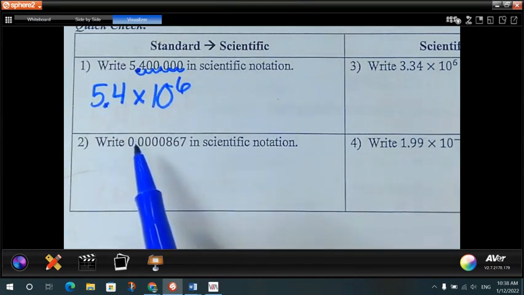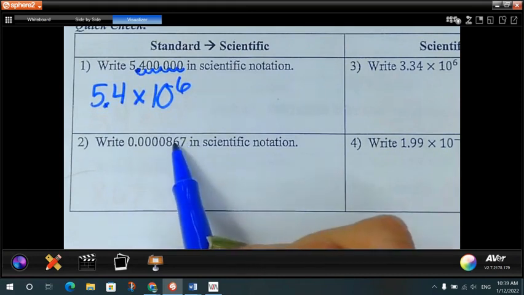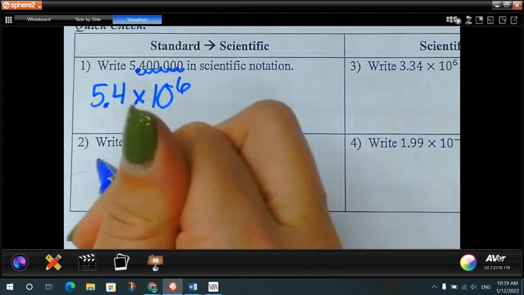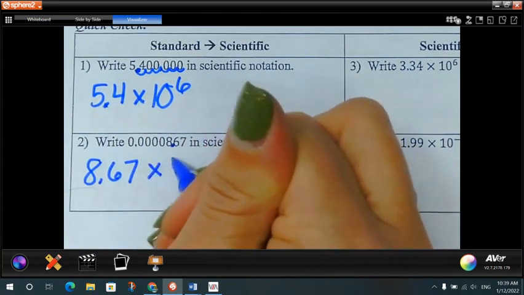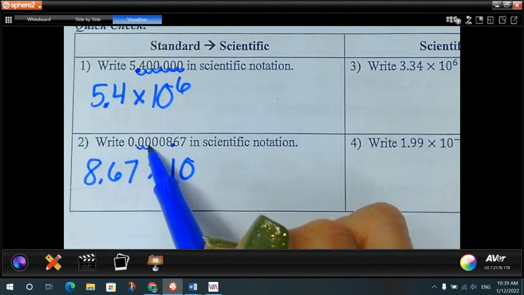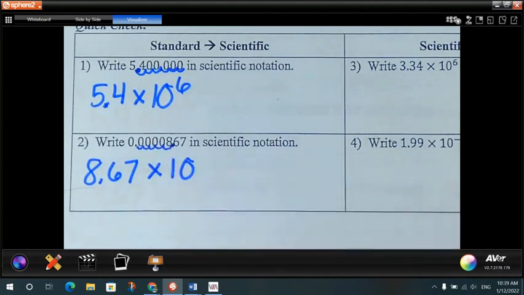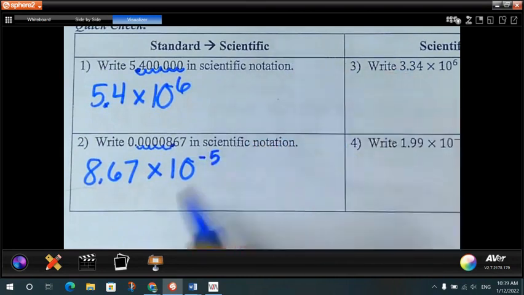Okay, this one, I'm going to start where my decimal point was. I'm going to move in until I am between a number that is 1 and 10. So it would be between the 8 and the 6. So I'm going to copy 8.67 times 10. I'm going to count how many places I moved. 1, 2, 3, 4, 5. I moved 5 places. It's a -5 because this is a tiny number, negative exponent.